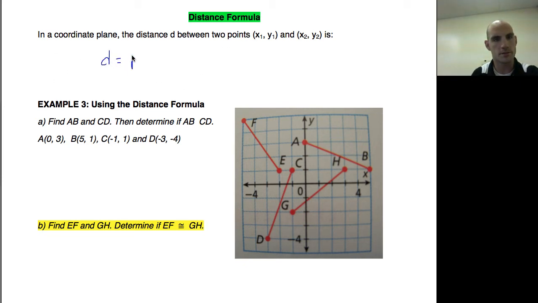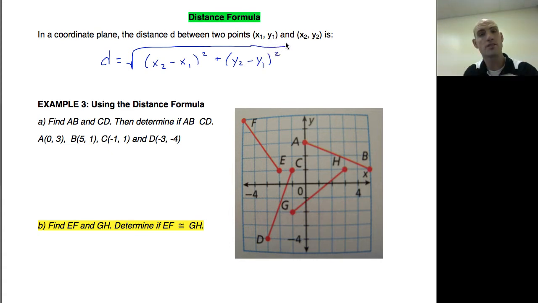D equals, and then we've got a big square root, x2 minus x1 squared plus y2 minus y1 squared. If you know anything about the Pythagorean theorem, it involves a couple of squares. This here is really a length. And this is a length.